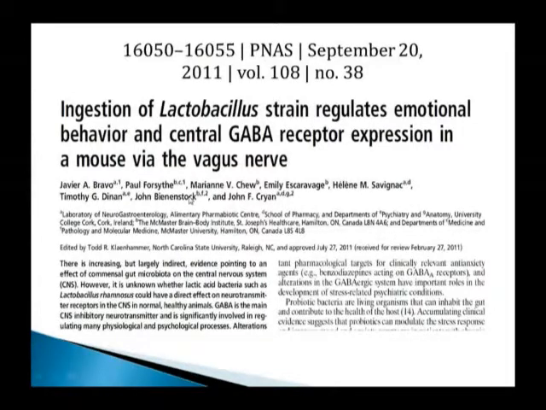This was an article back in September 2011 that was talking about how the ingestion of lactobacillus as a probiotic can affect emotional behavior by essentially activating what's called GABA receptors in the brain. GABA in the brain can have a calming effect, but it was doing it via the vagus nerve. Now, how would that happen?